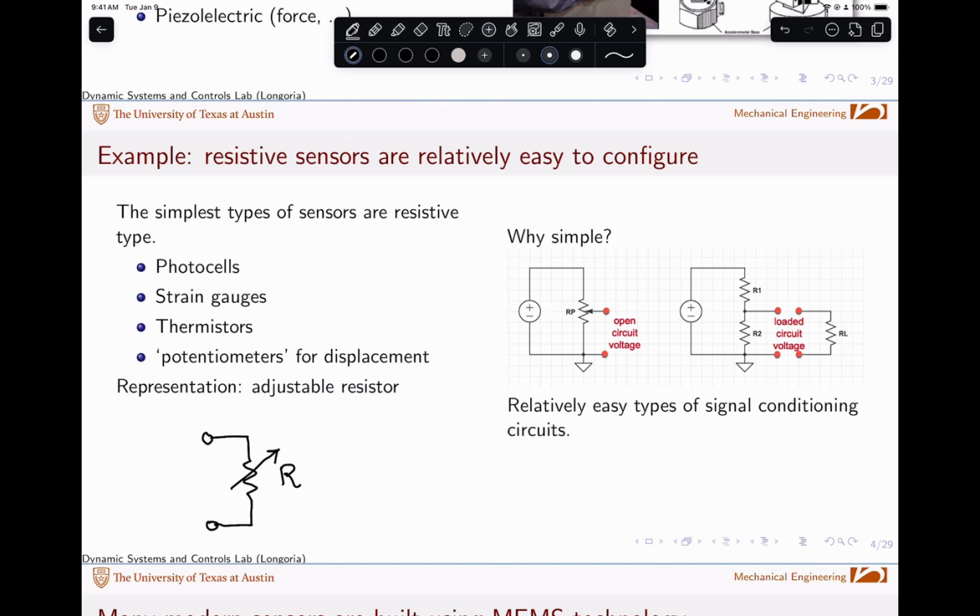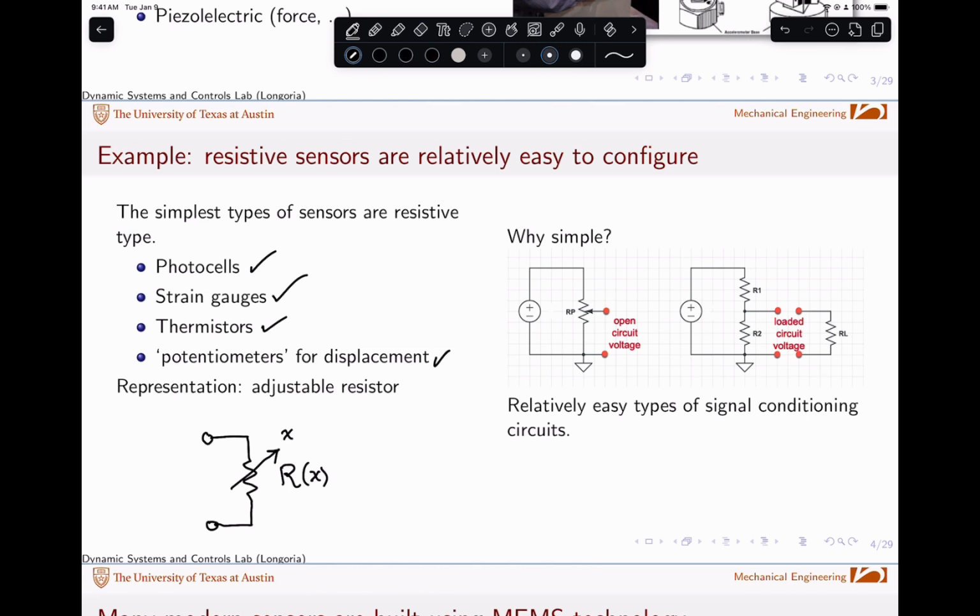So let's say this is some variable X. So R is a function of X, and that X could be something that you're interested in measuring. It could be the amount of light on it, or it could be strain, it could be temperature, or it could be some distance. So all of these different kinds of resistive sensors work the same way. That quantity changes the resistance value.